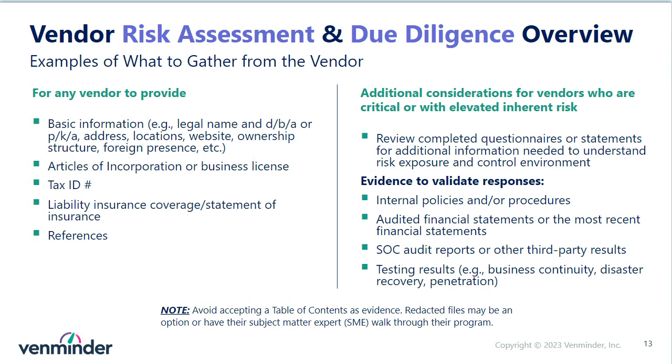Then, of course, the real meat and potatoes of due diligence comes when there is any elevated risk or impact to your business operations. With that, you'll want to collect information more like what you see on the right, like policies, procedures, financials, SOC or other audit reports, business continuity, disaster recovery or information gathering questionnaires. Again, this is not all-inclusive. Just want to give you some examples of what we're going to be talking about.